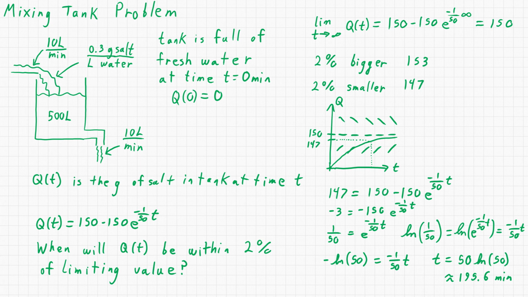All right, so this is how long it's going to take to get within 2% of the limiting value, 150, when we started with the setup for the tank and the mixing and the inlets and the outlets and the concentration going in, and we also started with fresh water. That's how you can solve these types of problems.